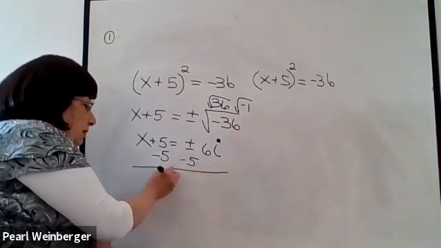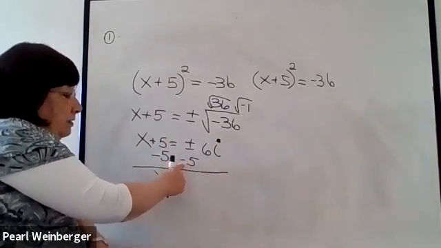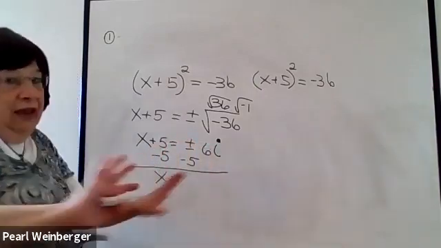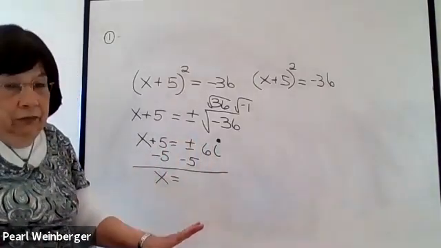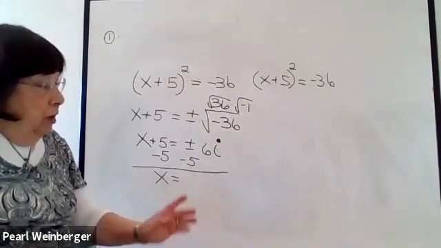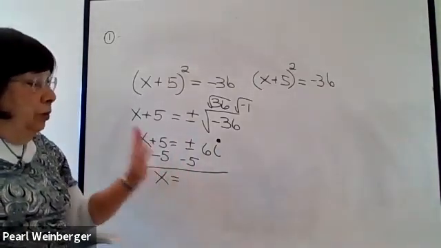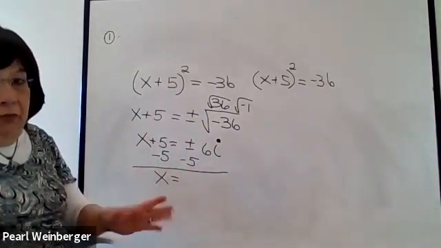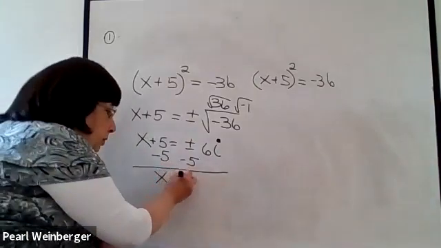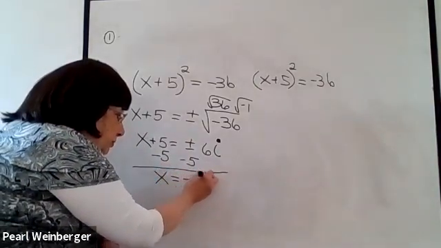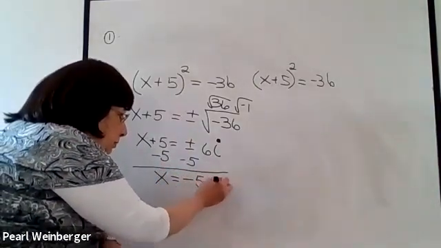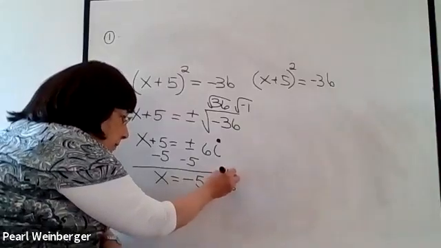Now, this will give me x equals, now this negative 5 and the 6i can't be combined. They're not like terms. But I always want to put the real number, the number without the i, first. So I'm going to put the negative 5 first. And then I get plus or minus 6i.